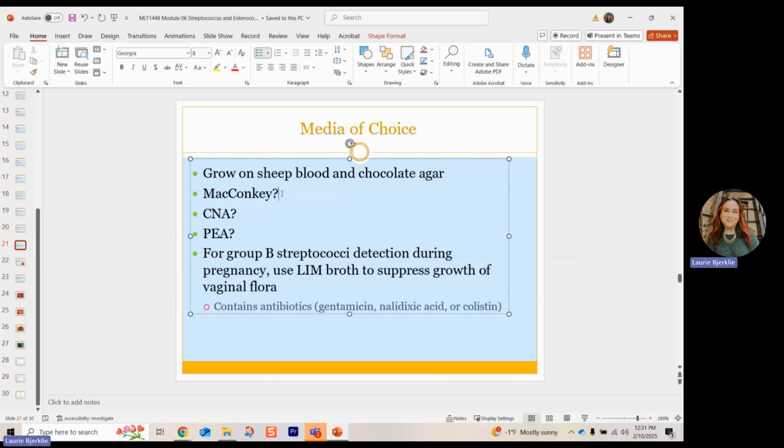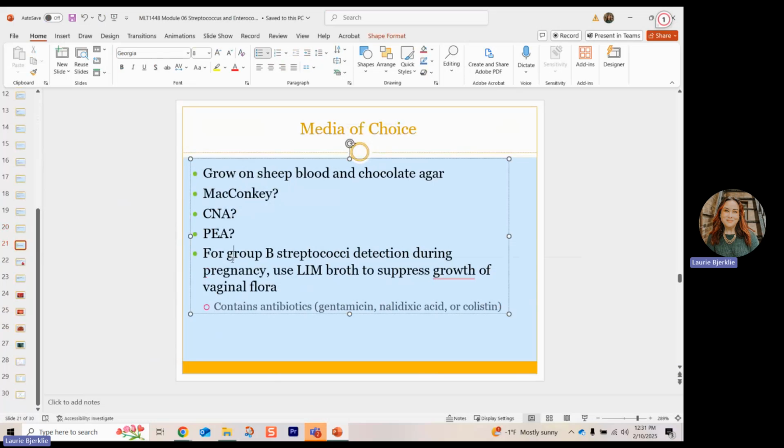MacConkey, no, MacConkey only grows gram negatives, so that will not work for streps and enterococcus. CNA and PEA, very much yes. Both of those, remember, are plates that will grow gram-positive organisms, so both of those would be great choices as well. So a lot of times we definitely always set up a sheep blood, chocolate agar. It depends on where in the body, the source of the infection that we're setting up. But CNA and PEA both will grow.